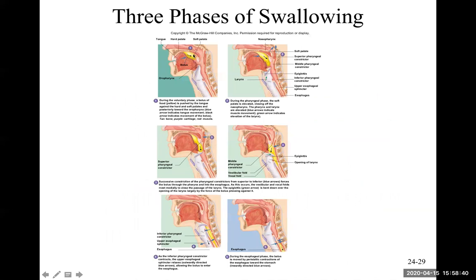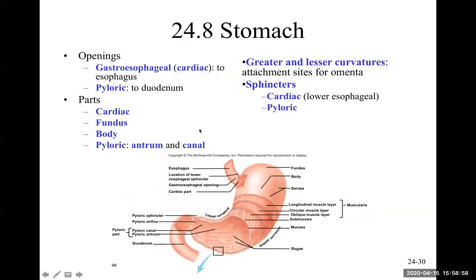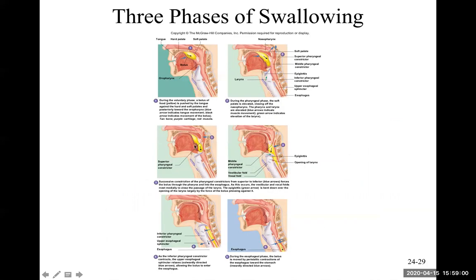So here's the picture of the swallowing reflexes. You push that food down into the back of your throat. That is a voluntary process. Once food hits the back of your throat, what happens? Well, it closes your soft palate. As it closes the soft palate right here, food then doesn't go into your nostrils and into your nasal cavity.